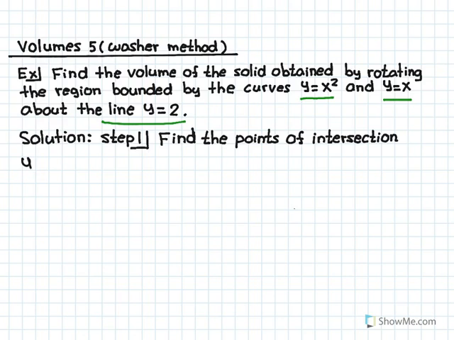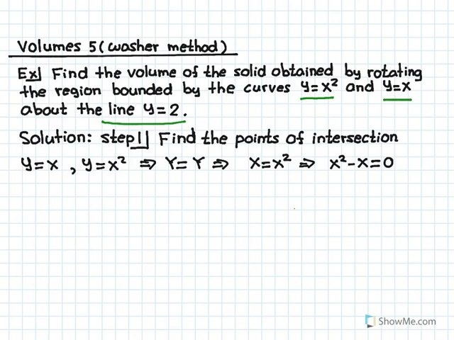So we have y equals x and y equals x squared. We'll make y equals y and solve for x. So we get x is equal to x squared. Bringing everything to one side, we get x squared minus x is equal to 0. Now factor x out, we get x times x minus 1 is equal to 0.